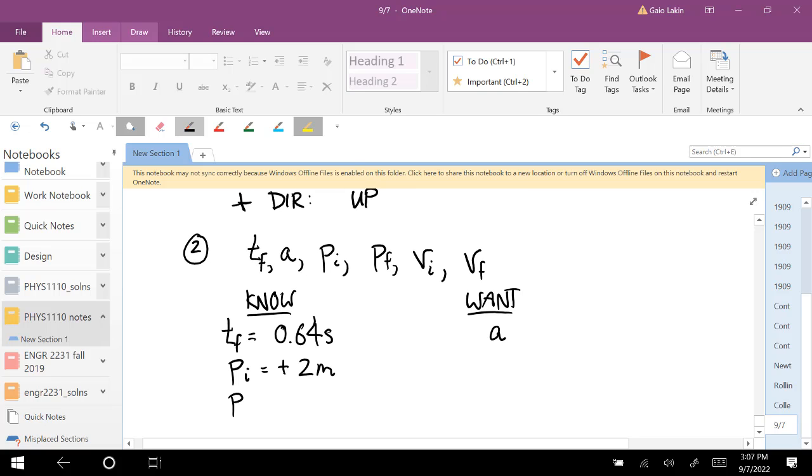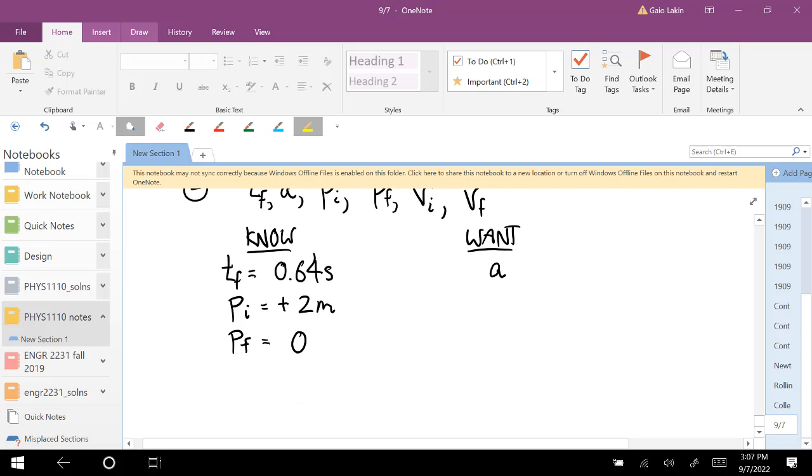Do we know final position? 0, yep. Do we know initial velocity? Someone already said this. 0, yep. And do we know final velocity?